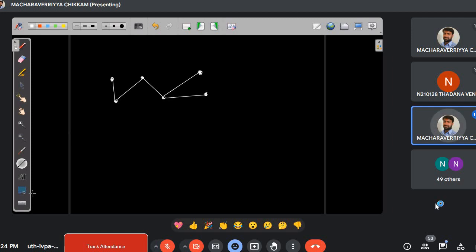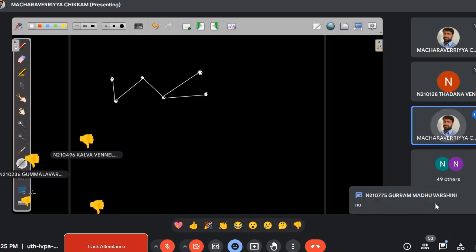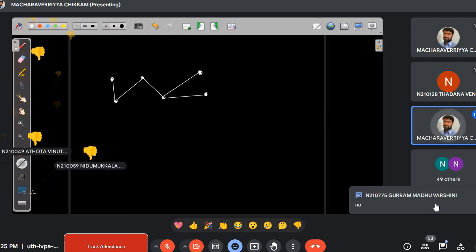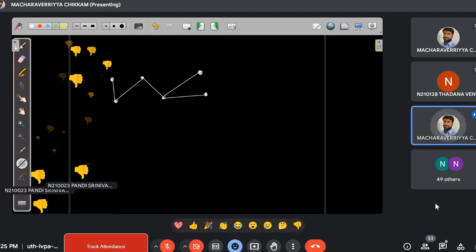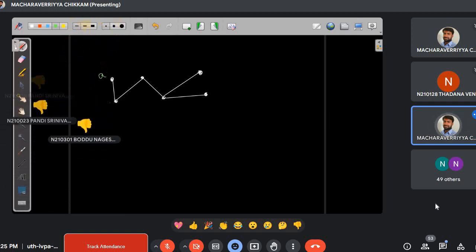So does it have a Hamilton path? A path which travels through every vertex of the graph, and we are not allowed to repeat any edge. Okay, for example, if you start here, let me name it like this: A, B, C, D.